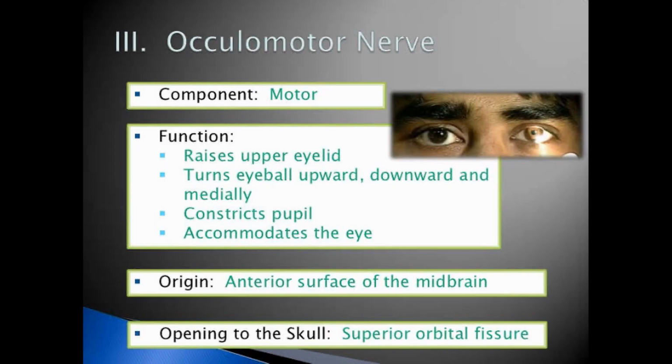Now the third nerve is the oculomotor nerve. The component of the oculomotor nerve is motor, and its function is to raise the upper eyelid, turn the eyeball upward, downward and medially, and it constricts the pupil and accommodates the eye. So it is for eyelid movement. It takes origin from the anterior surface of the midbrain, and the opening of the skull is the superior orbital fissure. So this is the oculomotor nerve, whose component is motor and is for eyelid or eyeball movement.